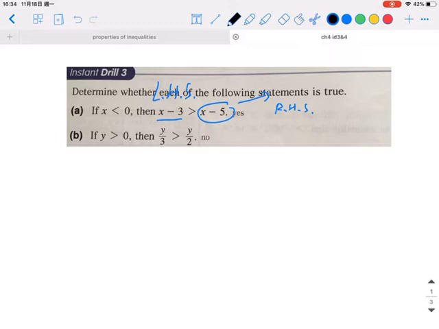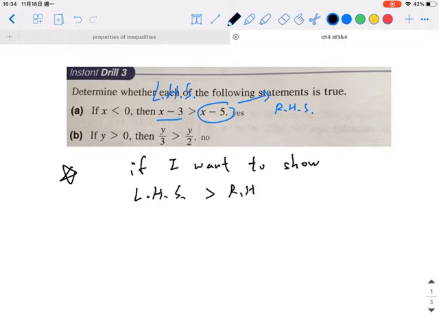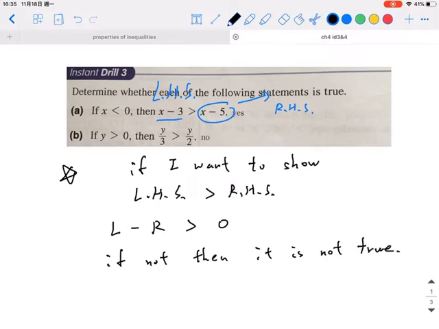A very important concept: if I want to show whether the left hand side is greater than the right hand side or not, we just subtract. Left hand side minus right hand side must be greater than 0. If not, then it is not true. Okay, it's a very important concept.